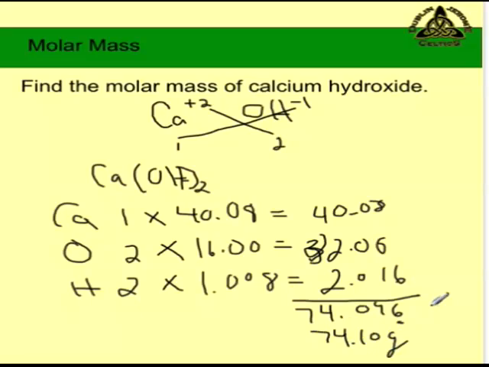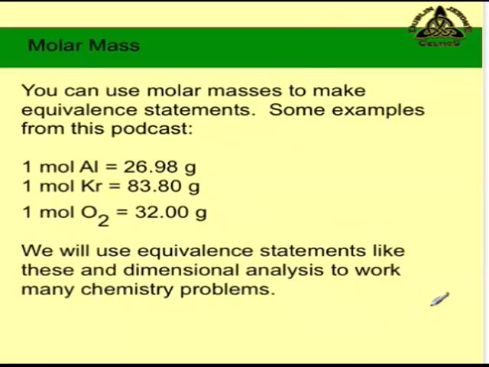If we have 74.10 grams of calcium hydroxide, we have 1 mole of calcium hydroxide, and we have 6.023 times 10 to the 23rd molecules of calcium hydroxide.